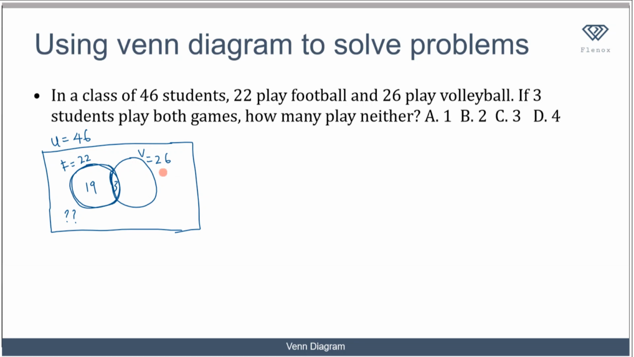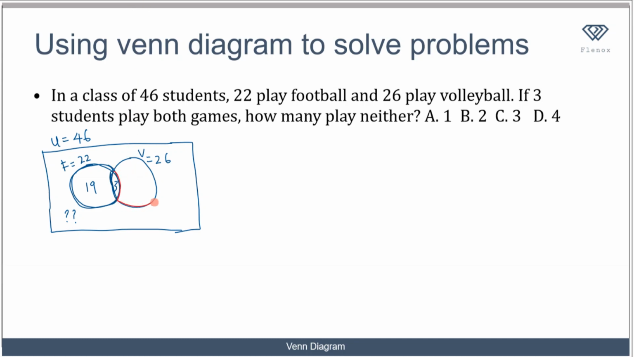So I'll apply the same logic to this section over here. I'm told that 26 students play volley, but out of these 26 students that play volley, 3 of them also play football. So how would I find the number of students that play volley alone, which is represented by this section?